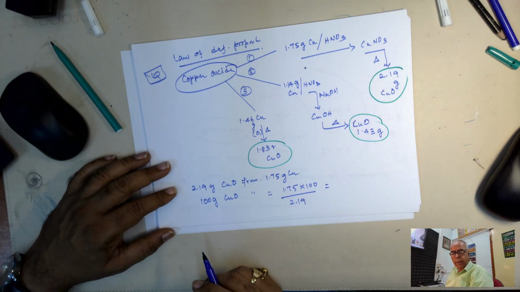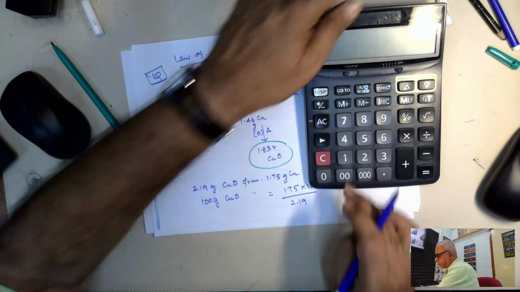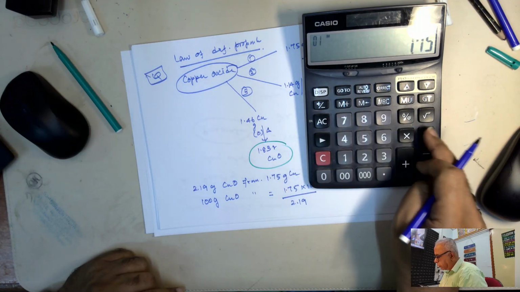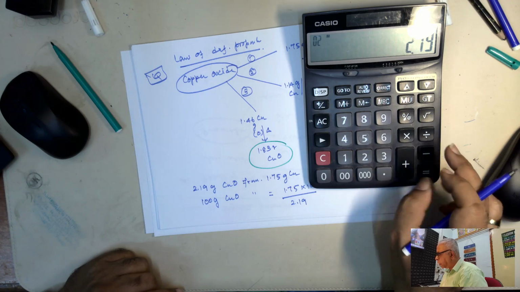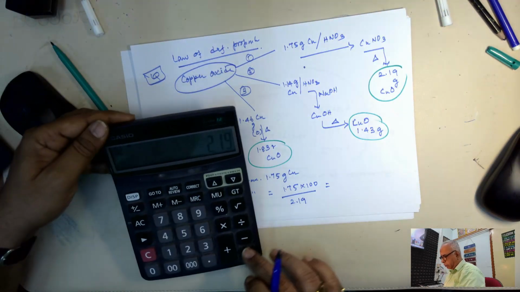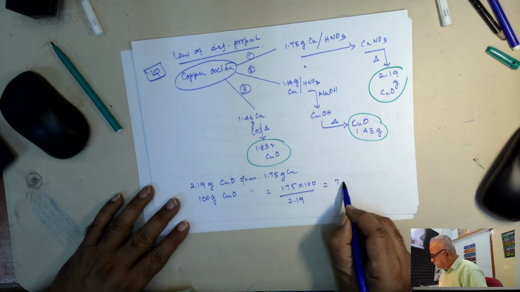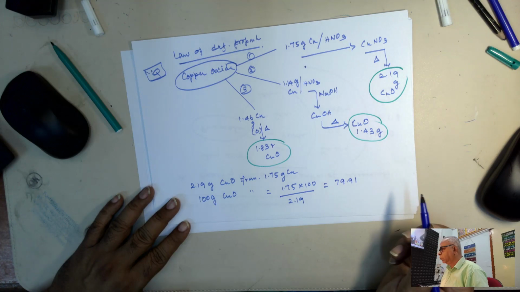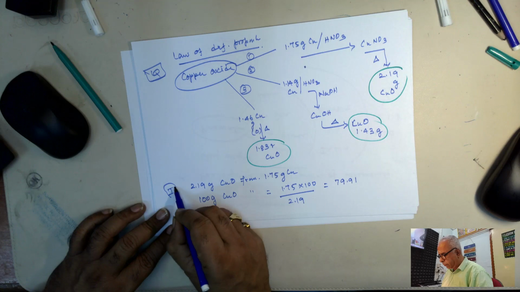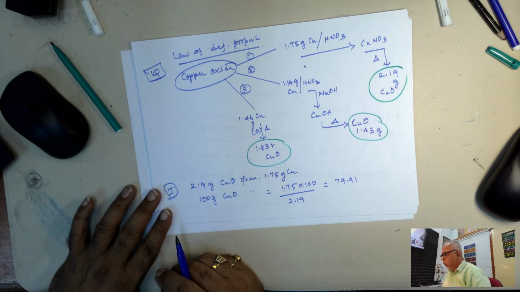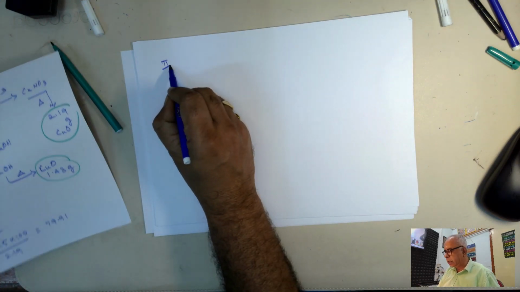So that is equal to how much? Tell me. Please work it out. 1.75 divided by 2.19 into 100. So, yeah, 79.9, right? So 79.91. So this much amount of copper in the first case. So this is case 1. Okay, right? So can you work out similarly for the second case?